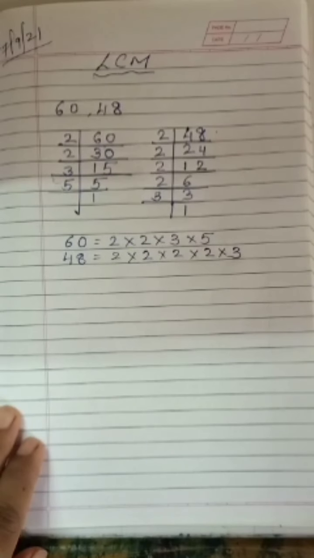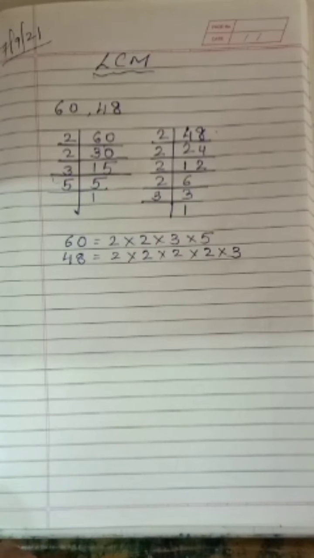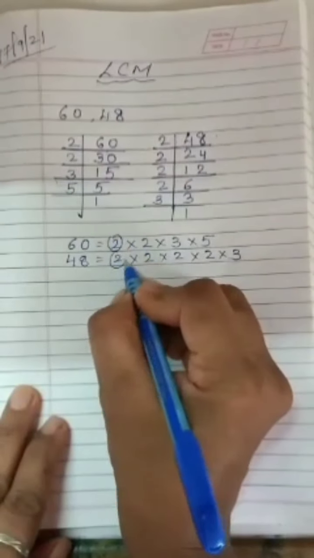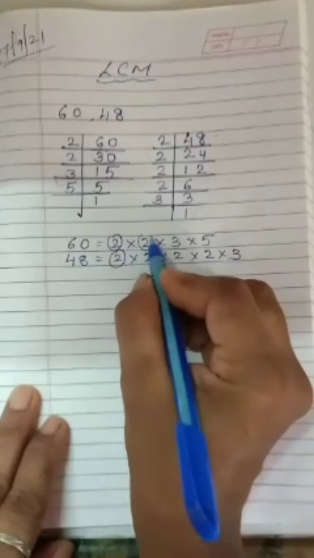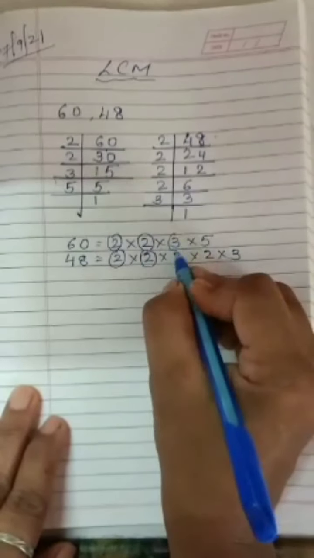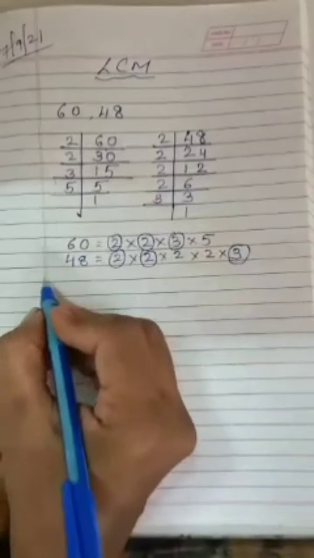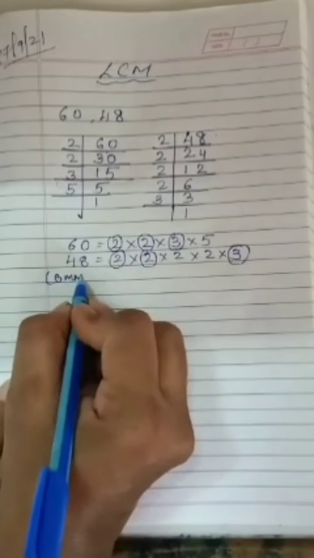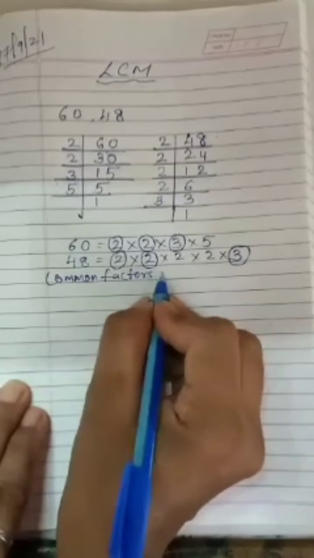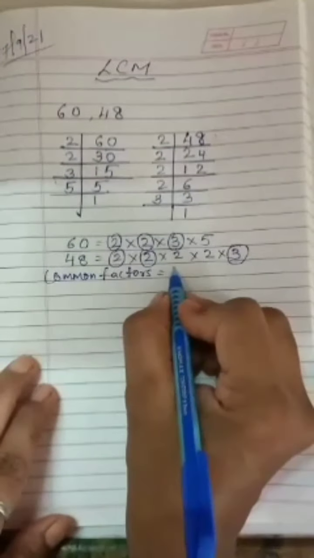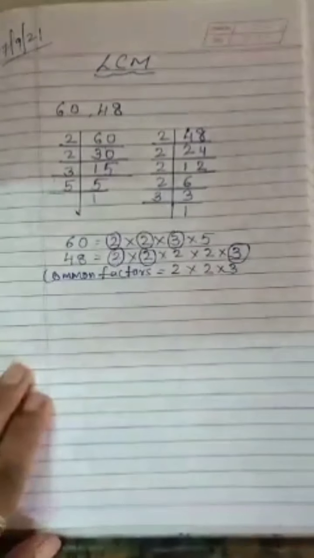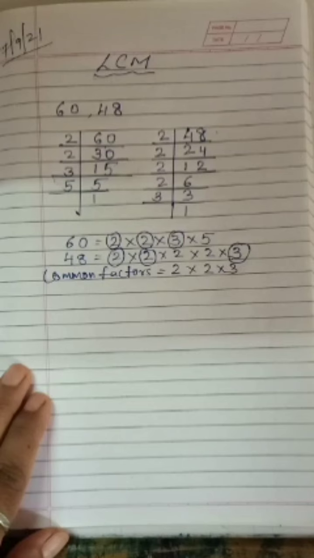Now let us see in both the numbers what are the common factors. 2 is common in both the numbers. Again 2 is common in both the numbers. Then 3 is common in both the numbers. Now let us write the common factors. Common factors are 2 into 2 into 3. Okay, these are the common factors.